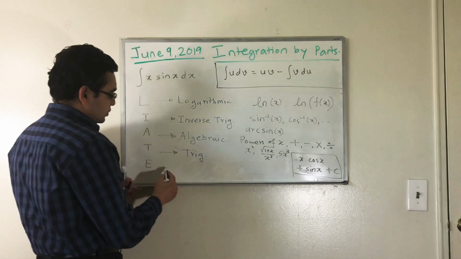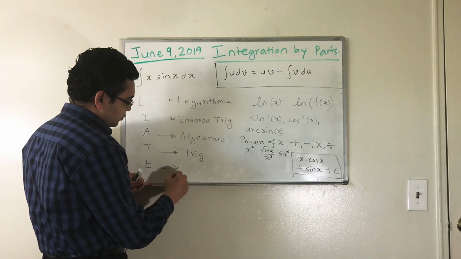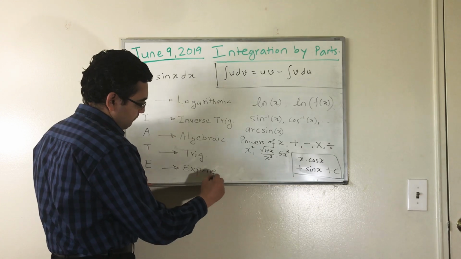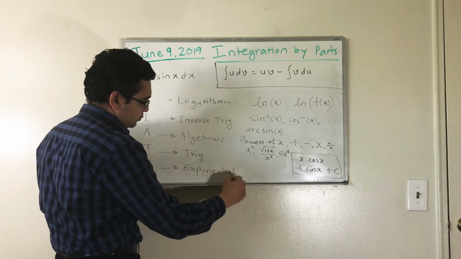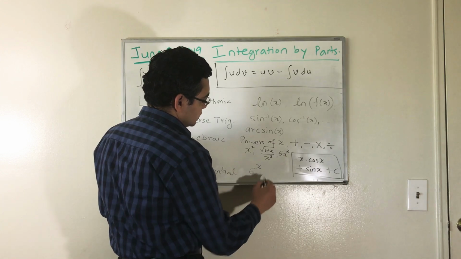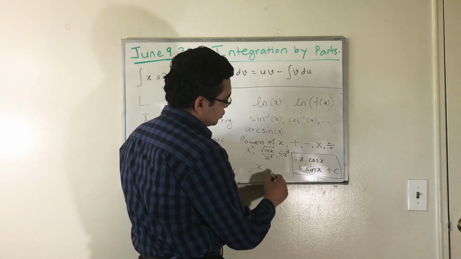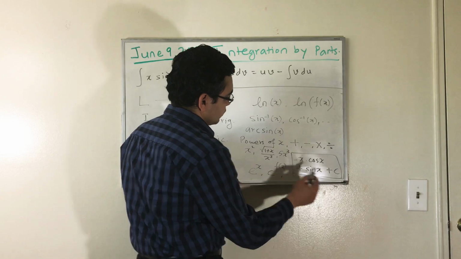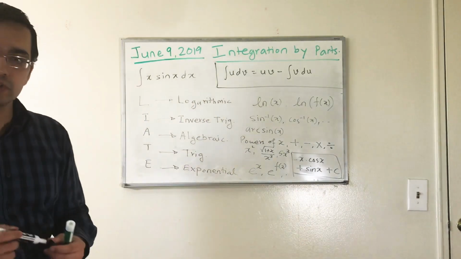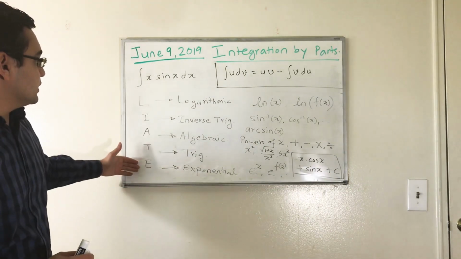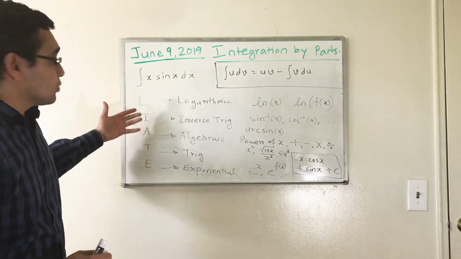And exponential. E stands for exponential functions. So these are all functions of type e raised to x, or maybe in the most general case you can have e to power f of x, and so on and so forth. So these are all exponential functions. Alright, so that's LIATE. So what does the exact rule say?